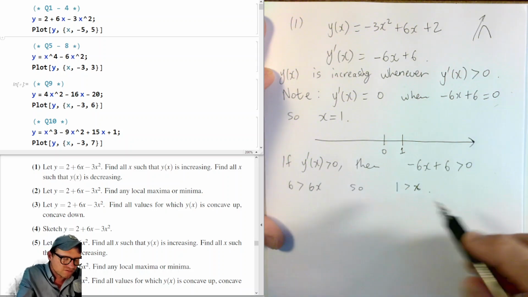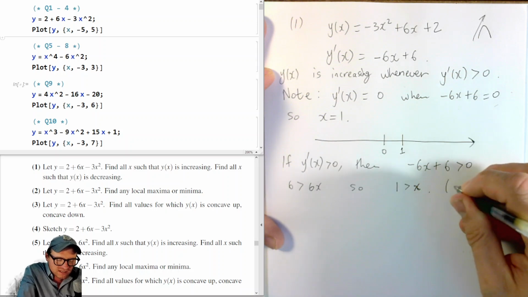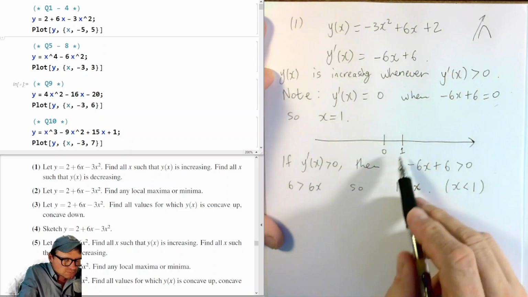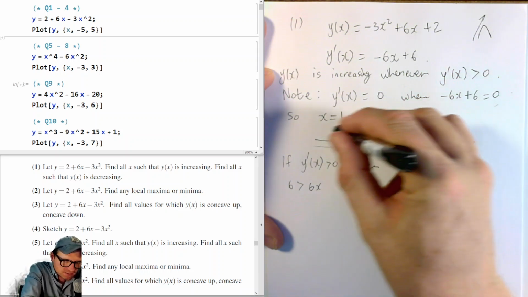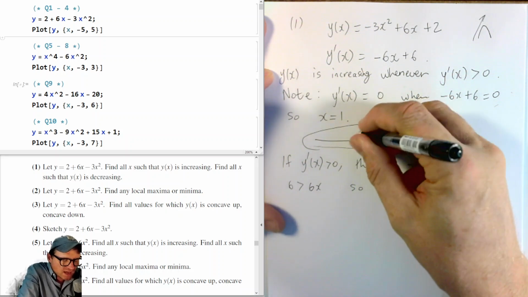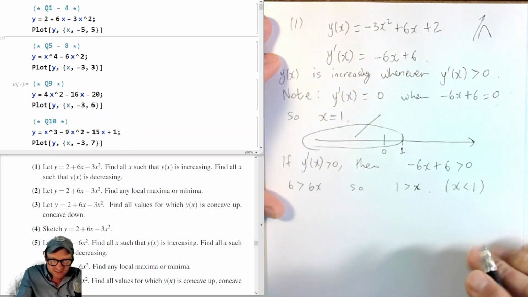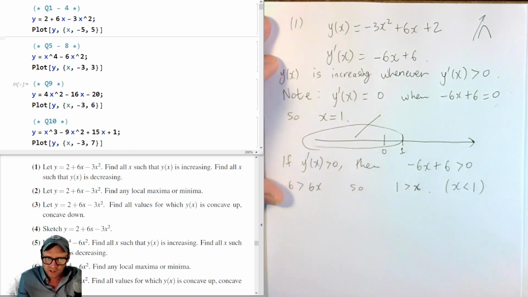Okay, now let's visualize this. This is x less than 1. So on the left of 1, and let's just circle that region, we have positive slope. If I draw what that looks like, slopes look like this on this side of 1.